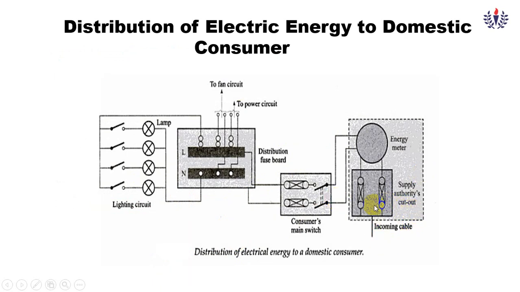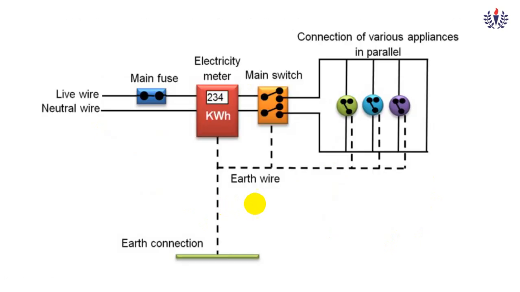This is the reverse of what we saw before. This is the service incoming cable. This is the energy meter, and this is the main switch. From the main switch, it is given to the distribution board. From the distribution board, it will go to the fan circuit, power circuit, and lighting circuit. So this is a simple diagram for consumers. We always use the parallel connection, not the series connection, because in series the voltage will be shared, but in parallel the current will be shared. That is why we use this connection.